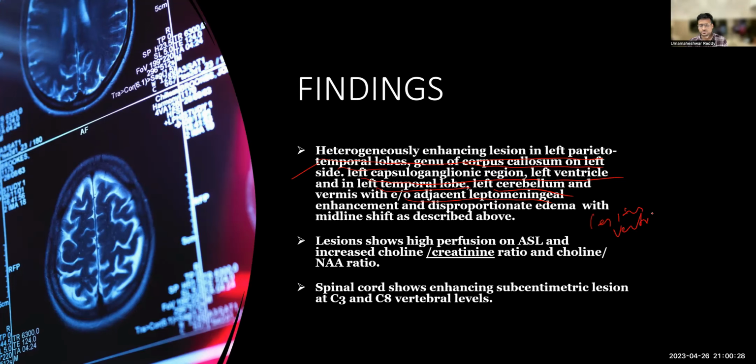Ventricular lesions were there. So there was high perfusion on ASL in the periphery, and there was increased choline creatinine ratio. However, the choline creatinine ratio was falling within the benign range, and there is evidence of vasogenic edema at C3 and D8 vertebral levels, and there were correlated leptomeningeal enhancing lesions.